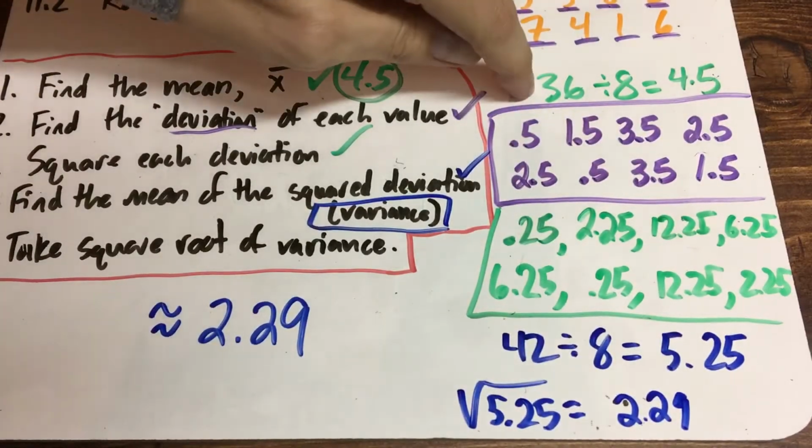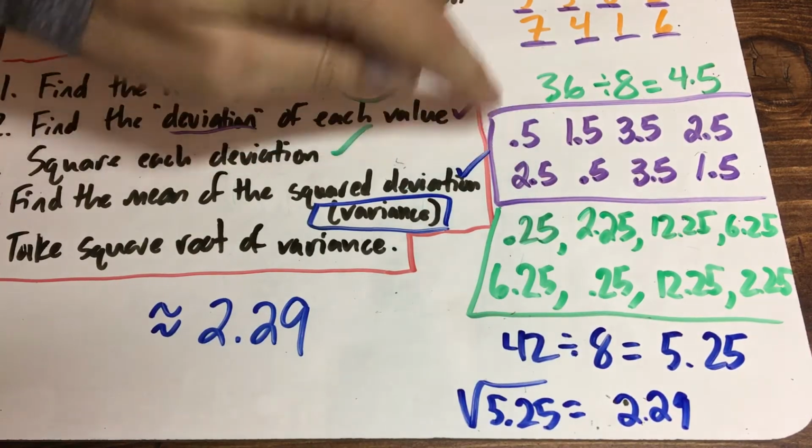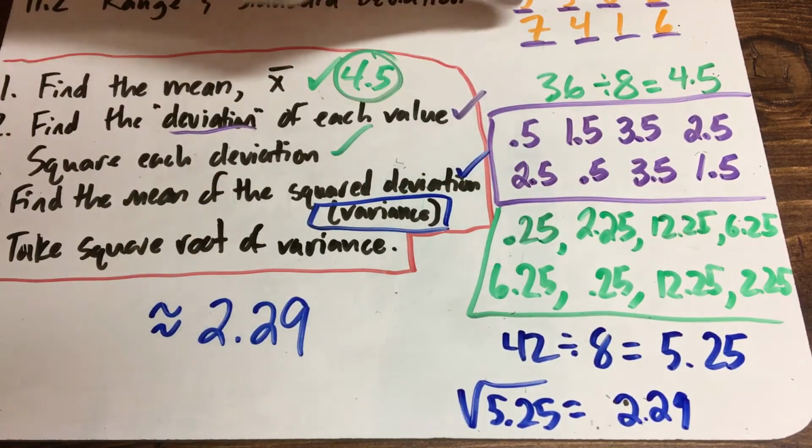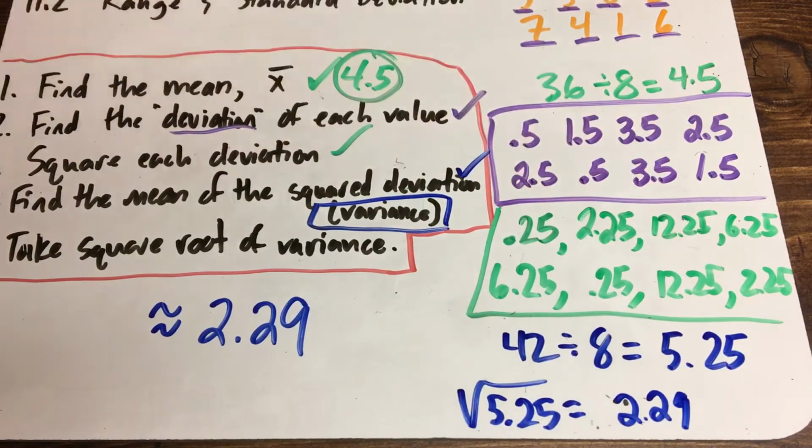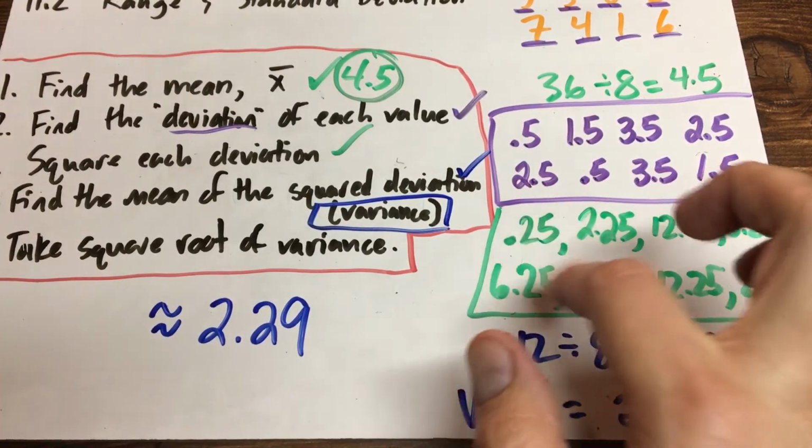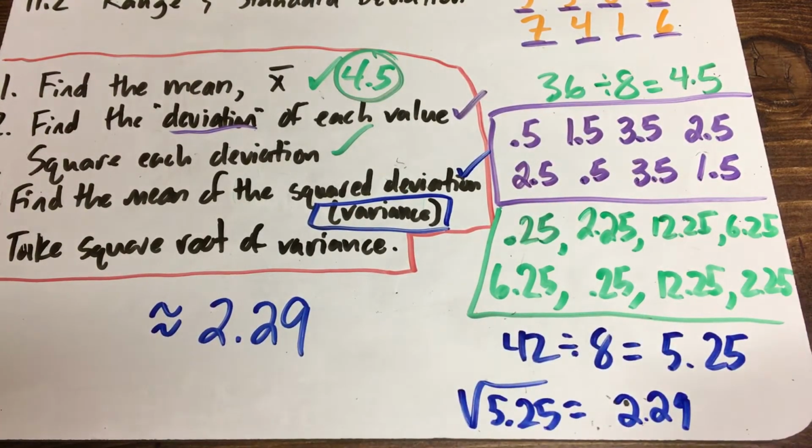Step 1, find the mean. Step 2, find how far away each number is from the mean, and just subtract them to do that. Always write the positive, even if it's a negative on your calculator, it doesn't matter. Just write it as a positive, because when you square a negative number, it's still going to be positive, right? Negative times negative is positive, or positive times positive is positive.